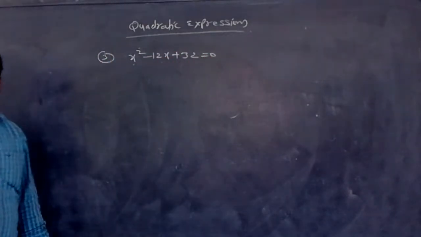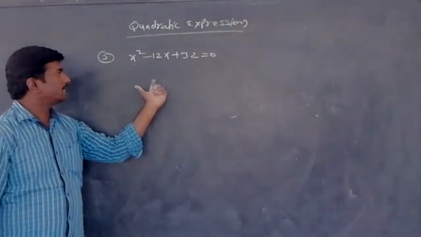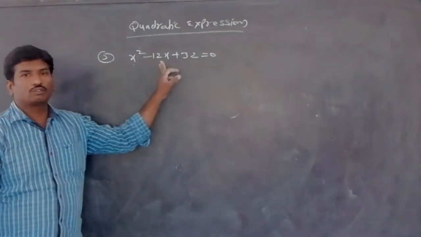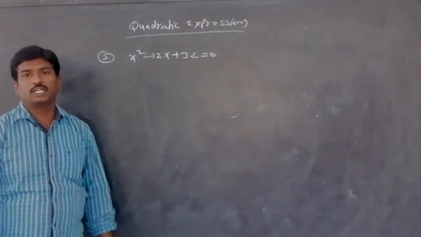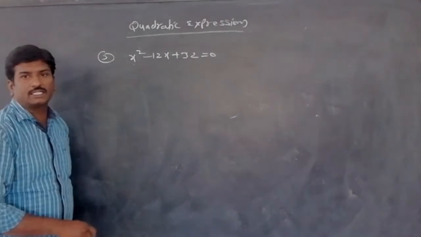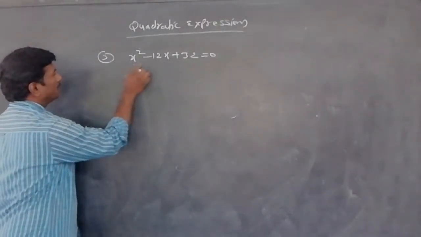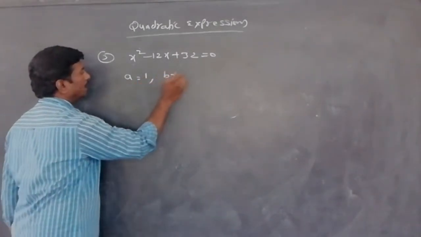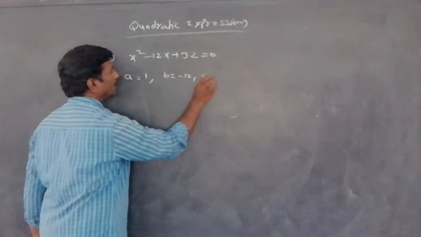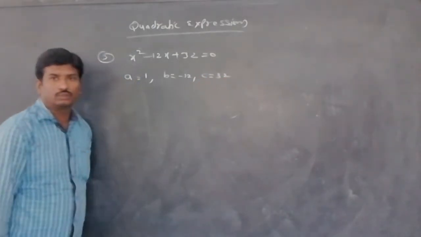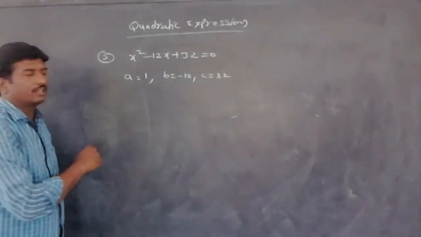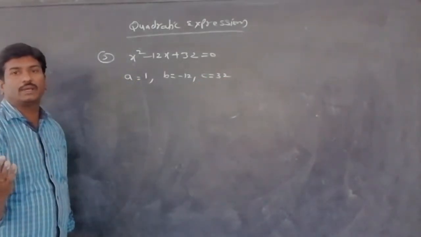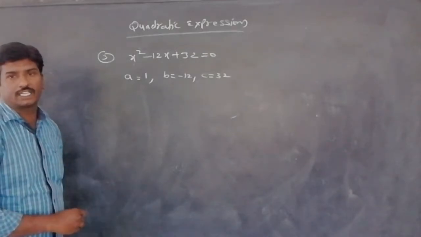See here, I am taking a quadratic equation x square minus 12x plus 32 equal to 0. So find the values of a, b, c. a means the x square coefficient, that is 1, b is equal to the x coefficient, that is minus 12, and the constant is 32. You have to find its nature.